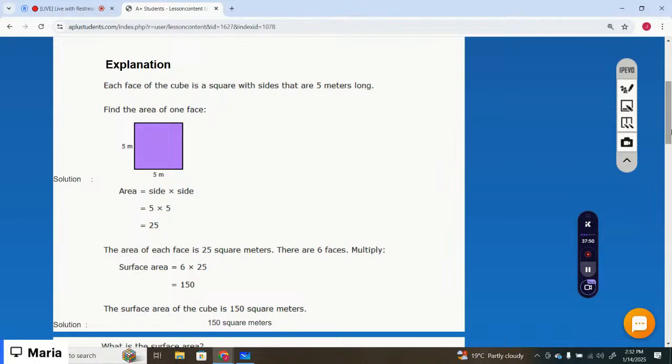Basically, for the rest of the shapes, you need to calculate the area of each face and then you have to add.